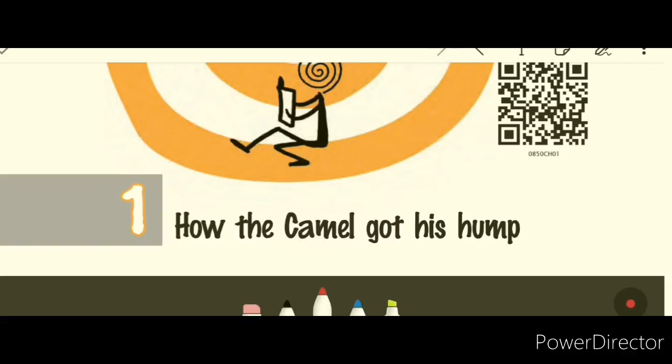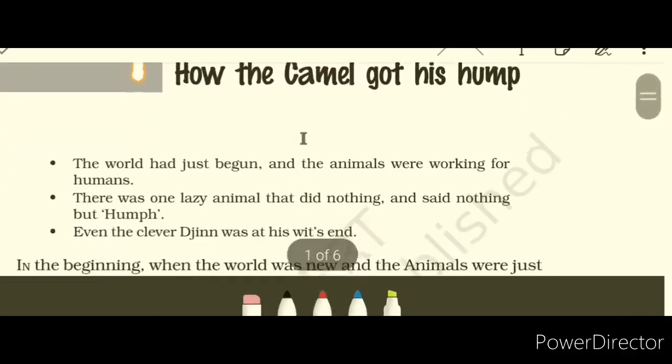It's written by Rudyard Kipling, who is a famous writer and has written plenty of wonderful children's stories, this being one of them. It's a shortened version that we are going to read now. So without any further ado, let's begin the lesson. I will explain and read them out. Let's see what the lesson has got.